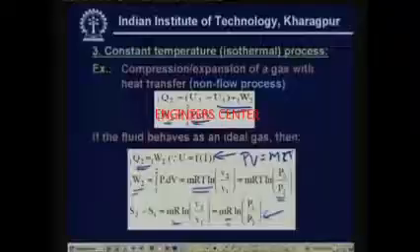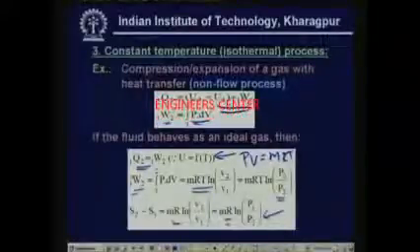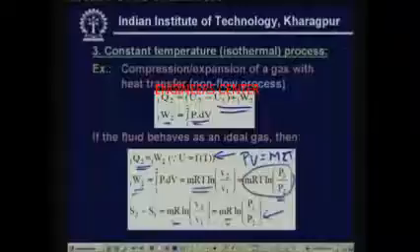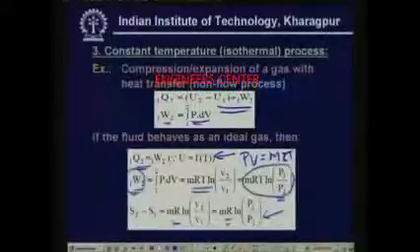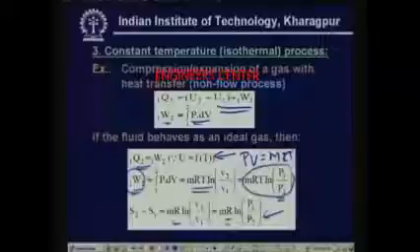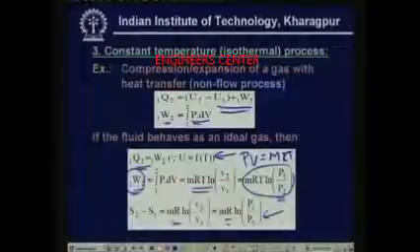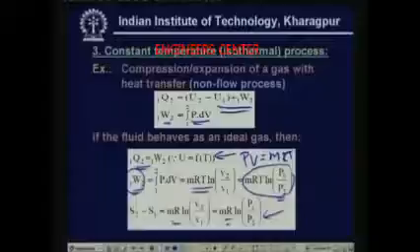Of course, you can get some conclusions out of this. For example, look at the work transfer equation. If the system is undergoing expansion, that means P1 is greater than P2, then this will be positive, okay. And if it is expanding, the system is doing work, so 1W2 is positive, in accordance with our sign convention. And if the system is undergoing compression, P1 will be less than P2, so this will be negative, and 1W2 will be negative. That means you have to supply work to the system, okay.